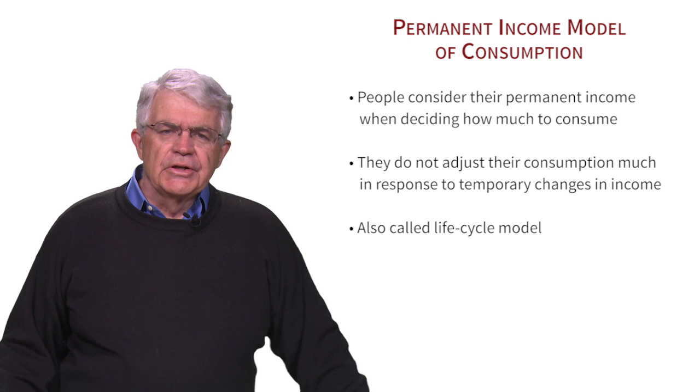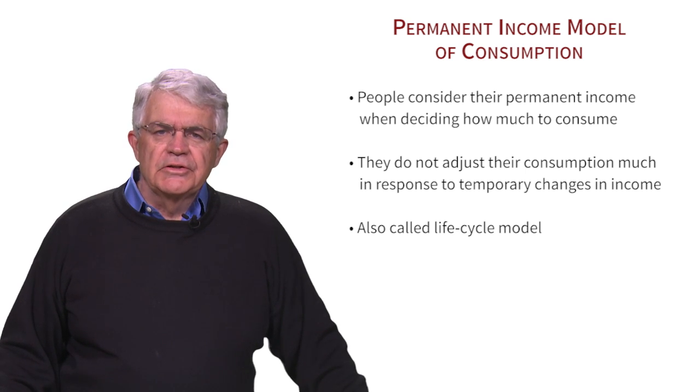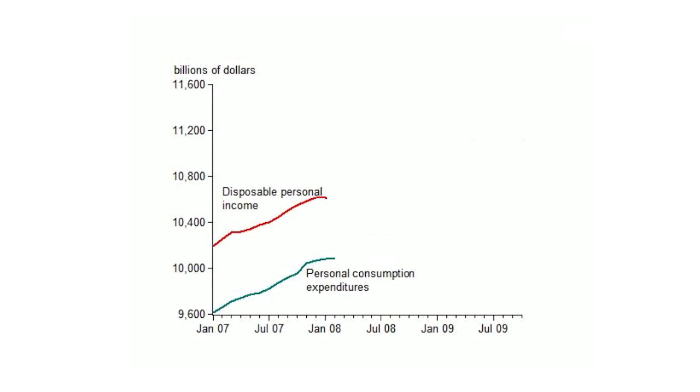So what this implies is that a stimulus package that is temporary, maybe a temporary tax cut, is going to have a smaller effect on consumption. And so let's look at some examples. This is an example that I've tended to focus on because it captures some of the ideas. It's not a perfect example, but it's a good one.